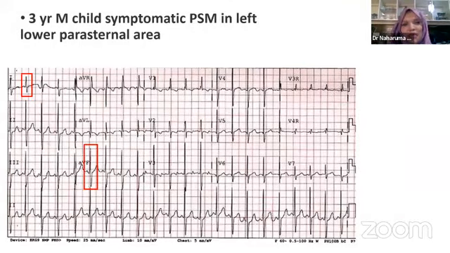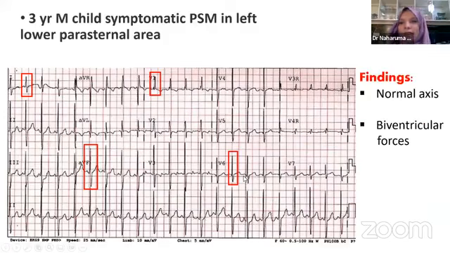Here lead 1 and aVF are positive, so this is a normal axis. And if we see in V1, the R is prominent, and the LV forces are also prominent. So there is a normal axis with biventricular forces. This is the typical picture of a VSD having mild pulmonary hypertension.